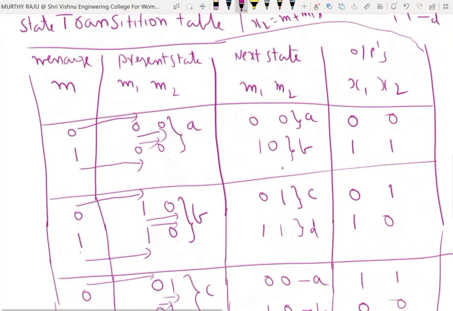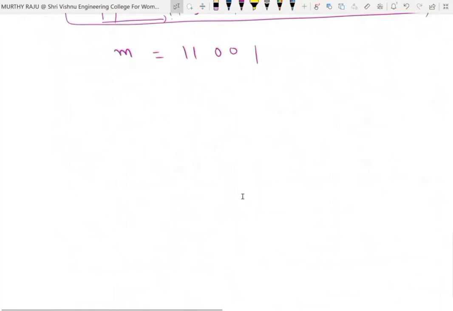State transition diagram, here you are in present state A, input bit is 0. Next state is A, output bits are 0, 0. You are in state A, input bit is 1. Next state is 1, 0. Output bits are 1, 1. By using these state transitions, I have to construct the trail structure and then encode the given message.